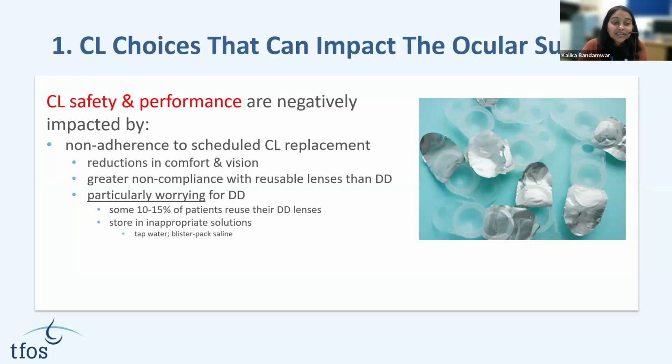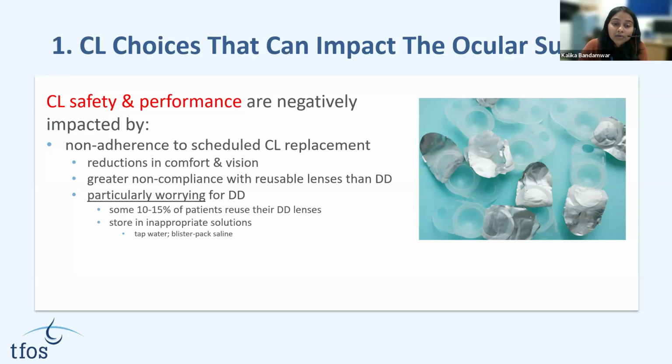Okay, no problem. So contact lens choices that can impact the ocular surface, such as non-adherence to scheduled contact lens replacement. Now, what I mean by scheduled contact lens replacement strategies is that every manufacturer recommends a particular replacement for contact lenses. For daily disposable, it's like use them once and throw them after use. For bi-weekly disposable, you're supposed to take care of the lenses for up to 2 weeks of wear, and then at the end of 2 weeks, you're supposed to throw these lenses. Similar is the case with monthly, it's just the duration is increased from 2 weeks to 1 month.